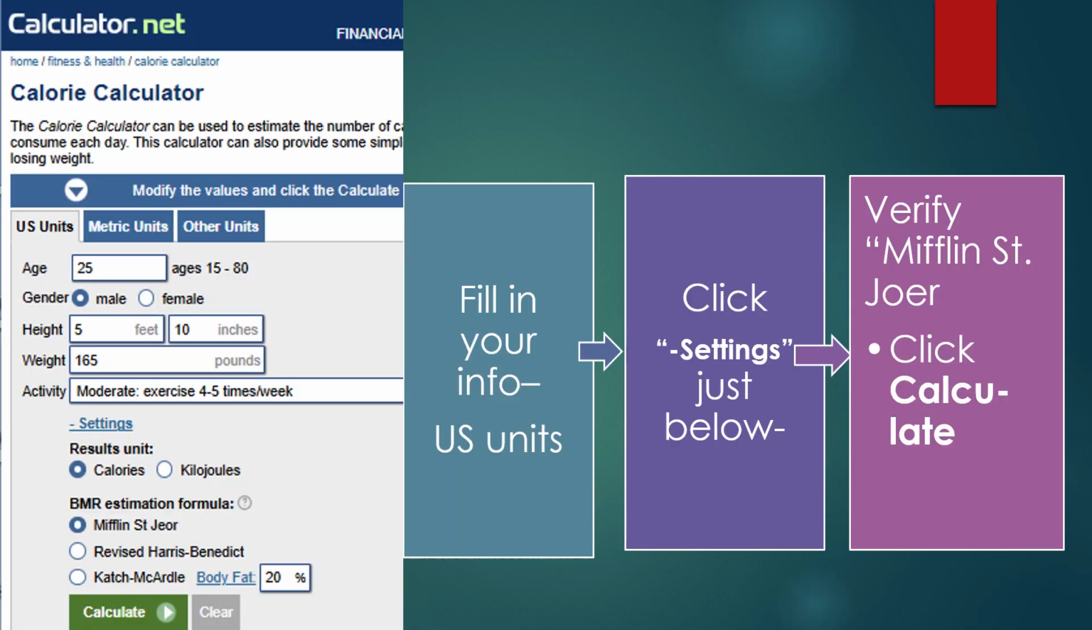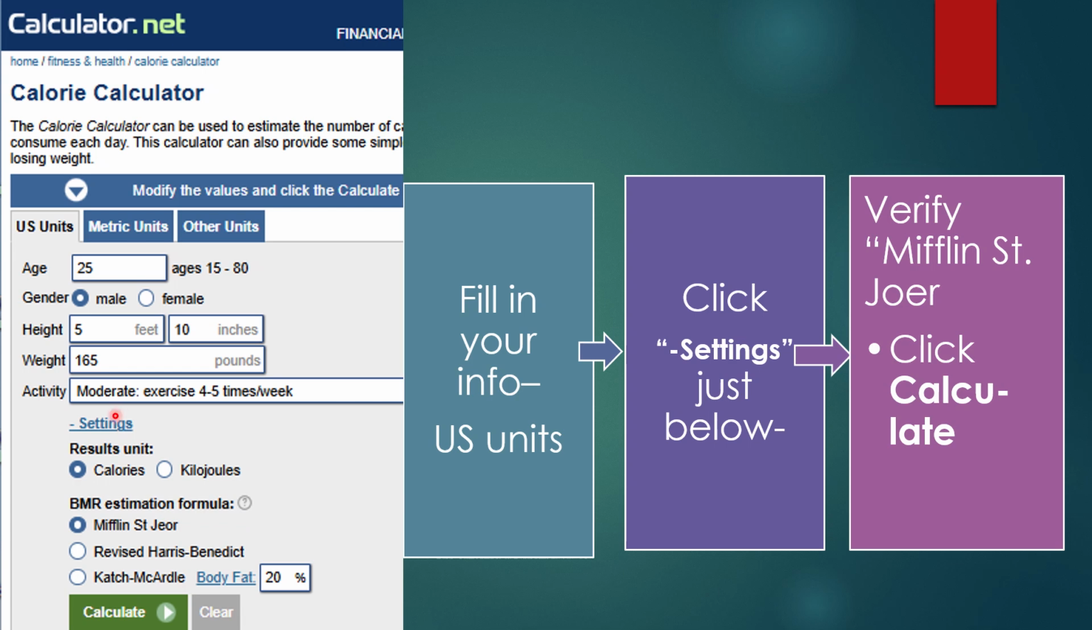When you open up calculator.net, this is what the calorie calculator should look like. Make sure that you are using the US units and put in your age, your gender, your height, your weight, and the activity level. Use the drop down and pick the one that fits your activity level the best.